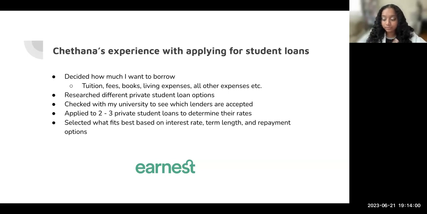At first I decided what I really wanted to borrow the money for. I went with just tuition because I live with my parents, so I only needed the money for tuition. But students take student loans for tuition fees, books, living expenses, and for all of the above, basically. After deciding how much I wanted to borrow, I researched the different options, and I ended up applying for Earnest, Discover, and I believe Sallie Mae. These were 3 student loan lenders that I felt had good rates and fit the criteria that I wanted.